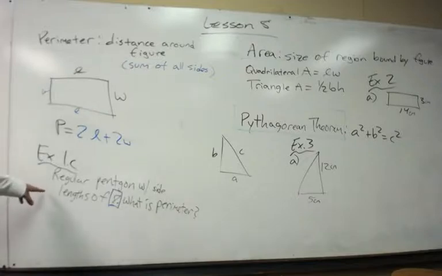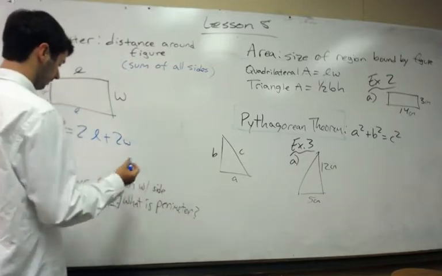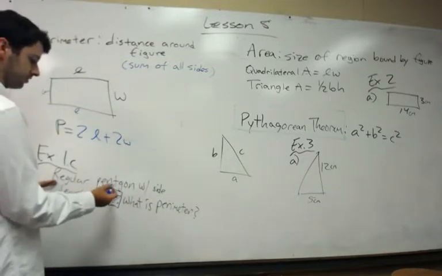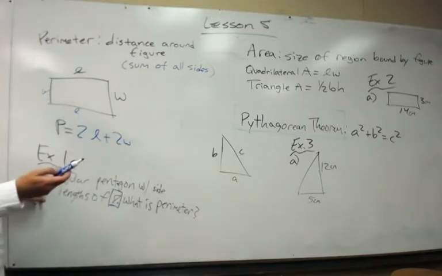But then it has a couple key words in the beginning. Regular. What do we know that regular means? Regular means that all the sides in the pentagon are equal. All the sides are equal. And in a pentagon, you just need to know how many sides are in a pentagon.